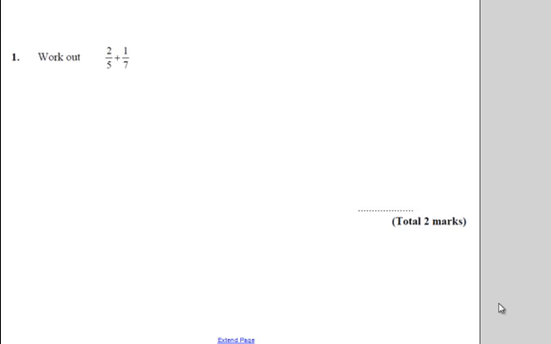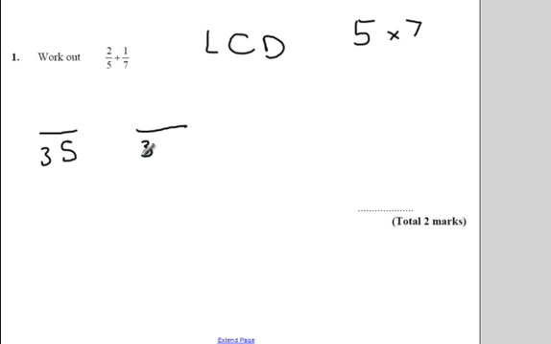Okay, now in this question we're being asked to add some fractions. So again, have a go and then pause the video, have a go and then press play. You'll see we've got fifths and sevenths. So again, I need to turn them into the lowest common denominator. So now I've got fifths and sevenths. That would be 5 multiplied by 7, which is of course 35. So I'm going to turn the first fraction into 35ths and the second fraction into 35ths, and I'm going to add them.